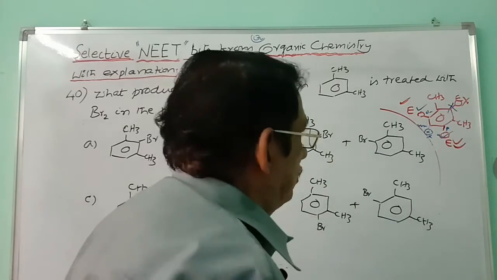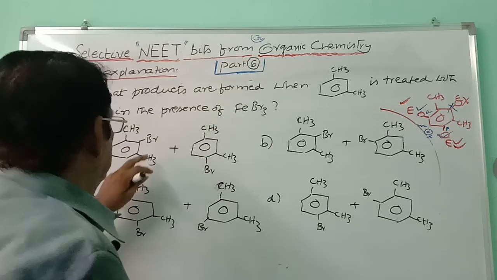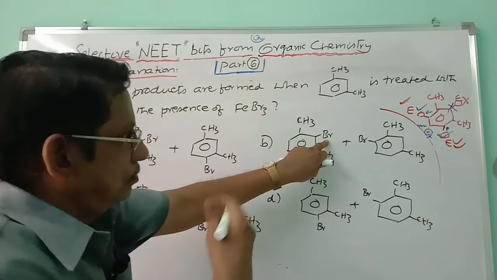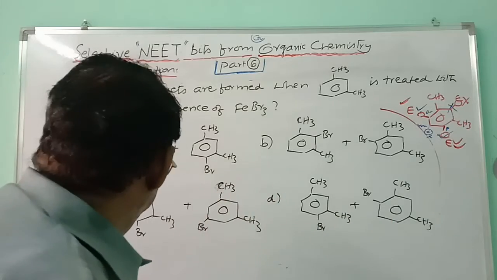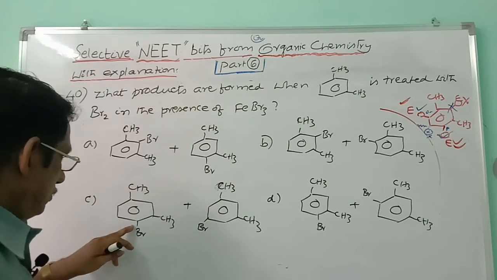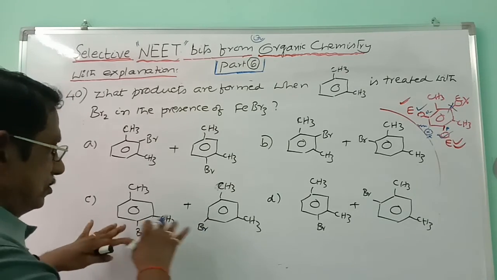And those two products will be once here and other time here. And here in between two methyl groups not preferable, so A and B are cancelled. And if you take here, this is the para position acceptable and this is the meta position not acceptable. This bit is also wrong.